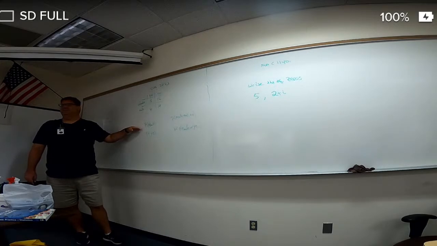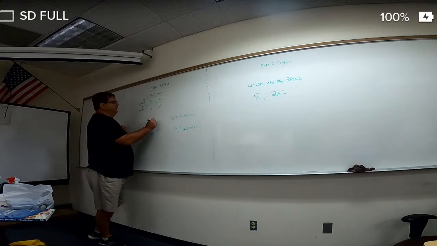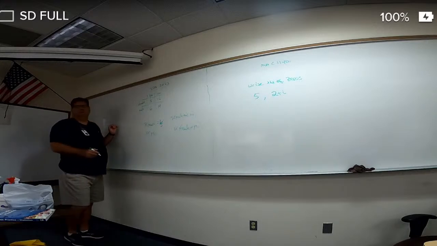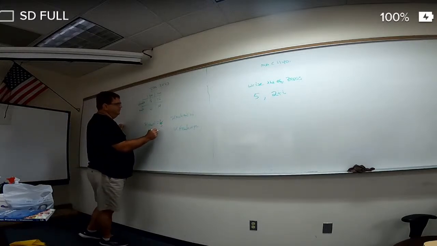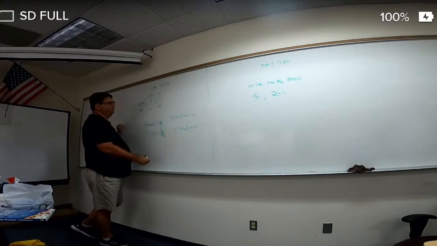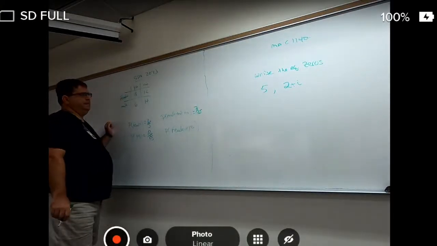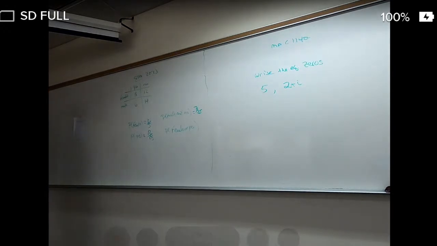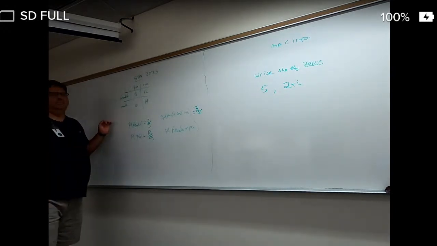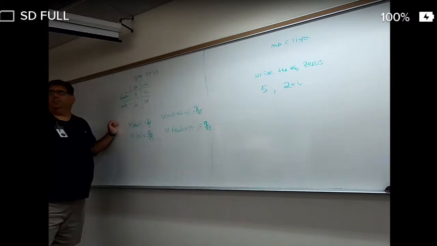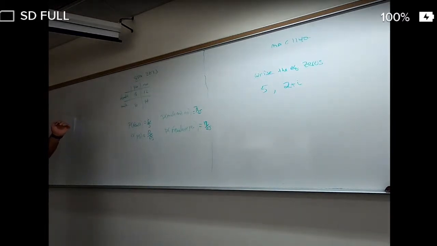Probability of female. 3 out of 5 or 30 out of 50. 30 out of 50, which is 3 out of 5. Very good. Probability of yes? 24 out of 50, or 12 out of 25. Very good. Male and no. 14 out of 50, 7 out of 25. We agree? Female or yes? 36 out of 50, which is 18 out of 25. All right, those are good? Jake, you had those?